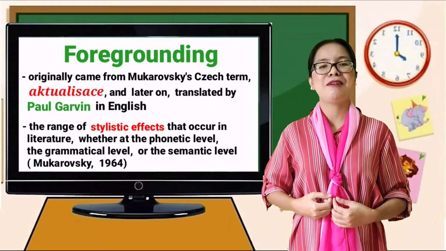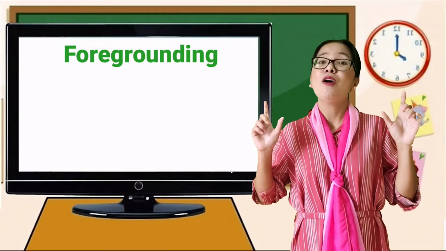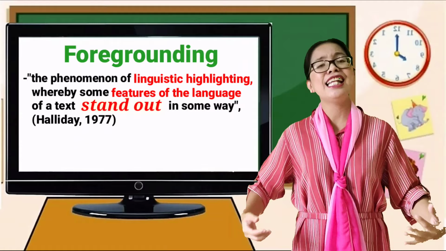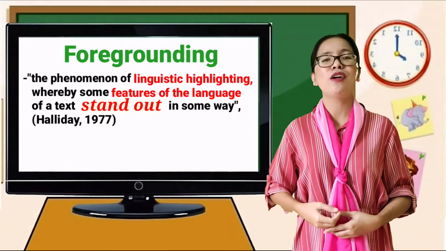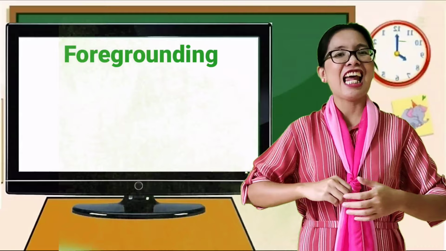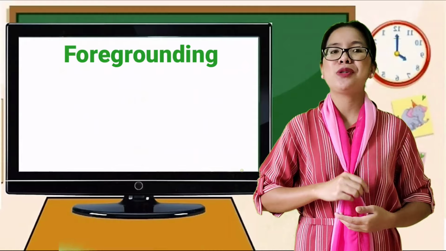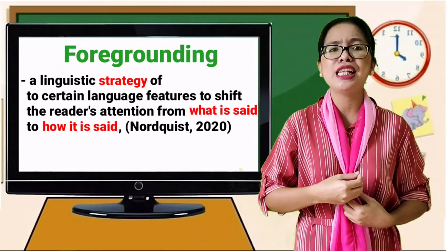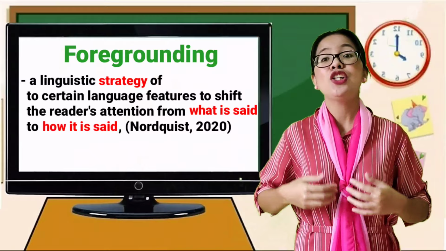While Halliday, in 1977, defined foregrounding as the phenomenon of linguistic highlighting, whereby some features of the language of a text stand out in some way. While Yao and Cooking, in 1994, refer to foregrounding as a stylistic variation that evokes feelings and prolongs reading time. The latest definition came from Nordquist in 2020. According to him, in literary studies and stylistics, foregrounding is a linguistic strategy of calling attention to certain language features to shift the reader's attention from what is said to how it is said.